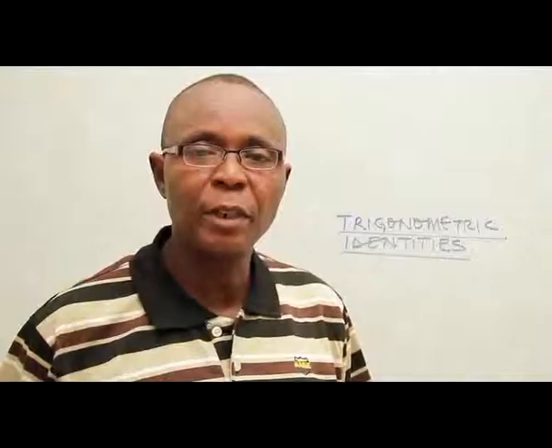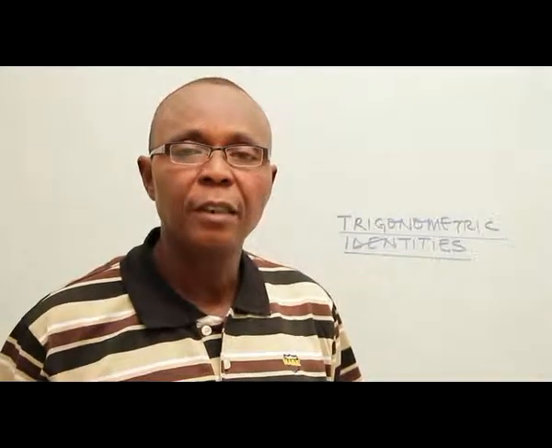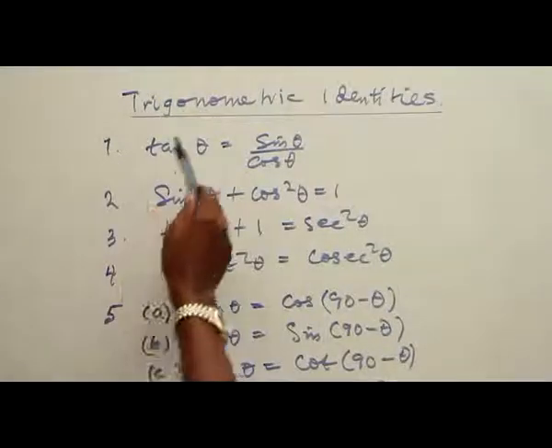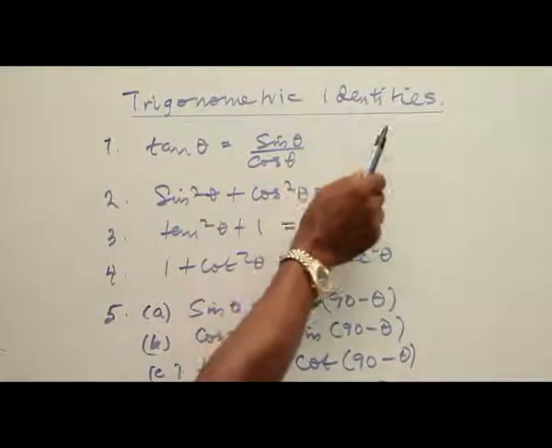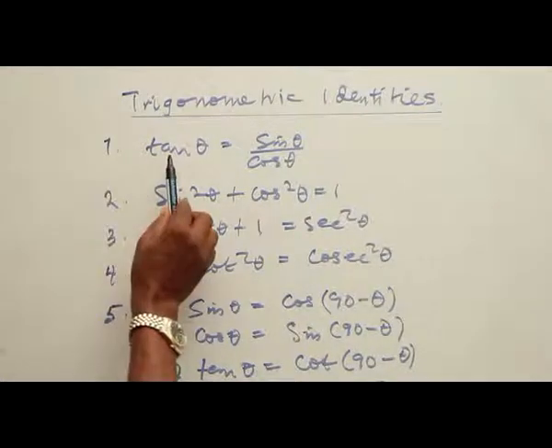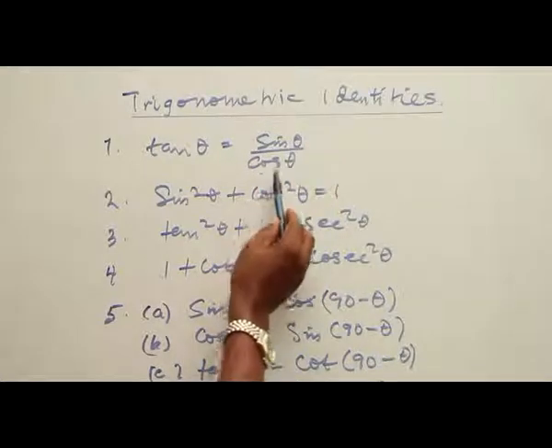Today we shall continue with our study of trigonometry. We shall be looking at the trigonometric identities. Here are some trigonometric identities. The first identity here is tan theta, which is equal to sin theta all over cos theta.